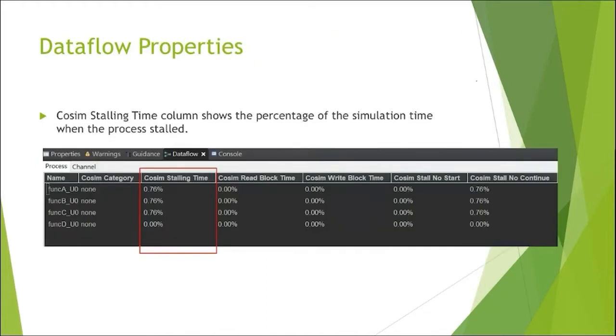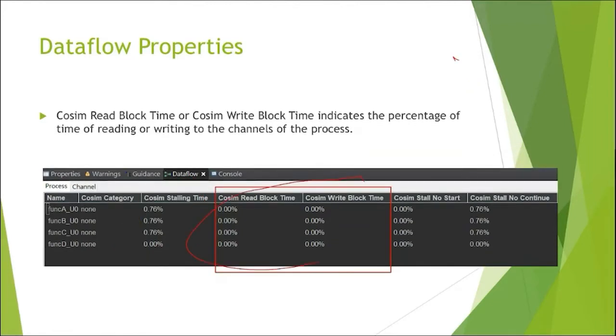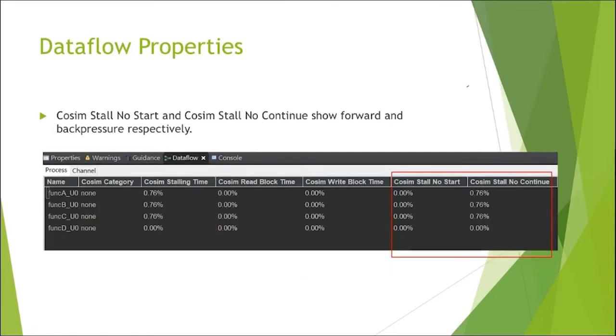Now we can look into the data flow table. First of all, I would like to introduce the co-sim stalling. This index shows the percentage of the simulation time when the process is stalled. Then there are the co-sim read block and co-sim write block times. They are the times that the block reads or writes the channel. Then there are the co-sim no start and co-sim no continue. They represent the forward and the backward back pressure.